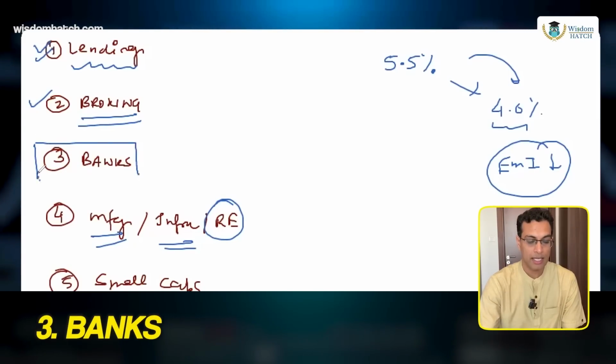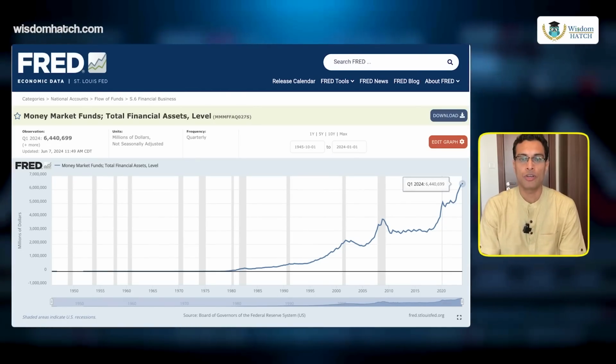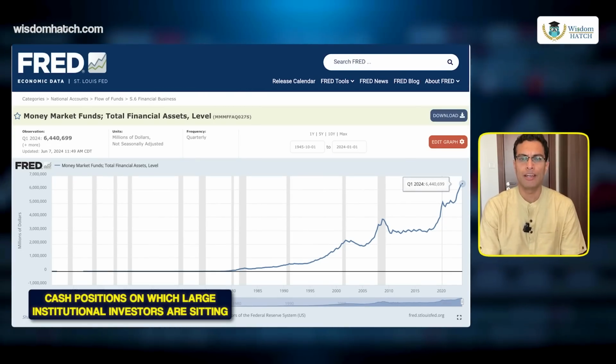They will do well. Third, I think that these are the dark horses. They are going to do exceptionally well over the next few months. The reason is, again, very simple, that if you take a look at this particular chart, this shows the cash positions on which large institutional investors are sitting. So they are sitting on a lot of cash. This is a point that I had covered earlier on one of my videos also. Basically what it outlines is the money held by big players.